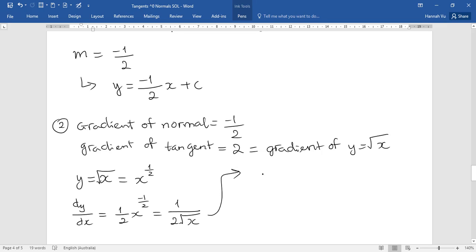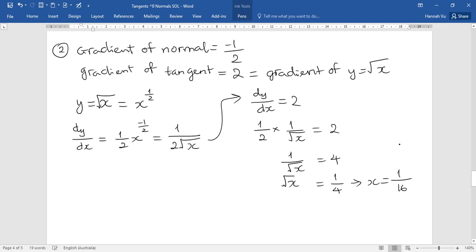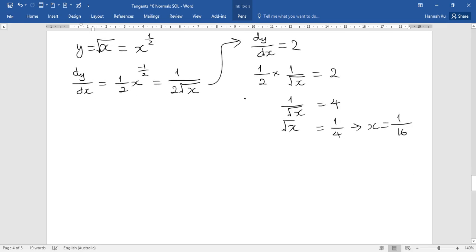We need to solve for x when dy/dx equals 2. So 1 over 2, let's separate it into two fractions, times 1 over square root of x is 2. I'm going to move the half to the other side. I will get 1 over square root of x equals 4. So square root of x equals a quarter. If you square both sides, you will have x equals 1 over 16. So this is the x value. At this x value, the gradient of the curve, which equals the gradient of the tangent, will be 2.